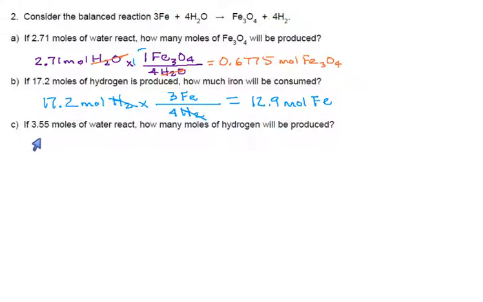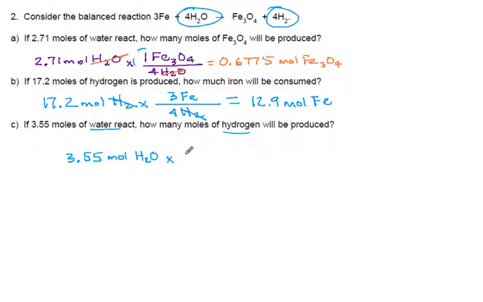If 3.55 moles of water react, how much hydrogen will be produced? We're starting with 3.55 moles of H2O. And so we're going from water to hydrogen, which means we're using the water there, the hydrogen there, and the ratio is 4 to 4. Now, really fast shortcut, if you notice that these coefficients are the exact same, that means the moles will be the exact same. So instantly we know we're going to get 3.55 moles of hydrogen. These amounts will always match.